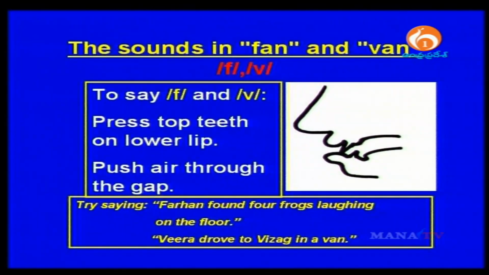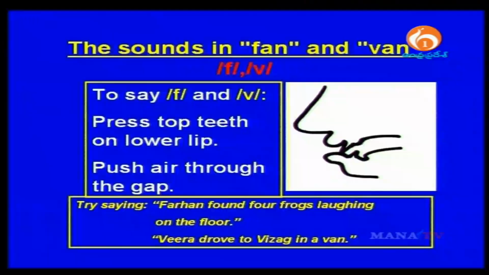We're moving on to F sound and V sound. Well, the trick here to get these sounds right is press your top front teeth onto the lower lip and push the air through the gap over there. Are you ready? Yeah. Have you got your top teeth onto the lower lip? Alright, now just push the air. Here you go, the examples. Farhan found 4 frogs laughing on the floor.